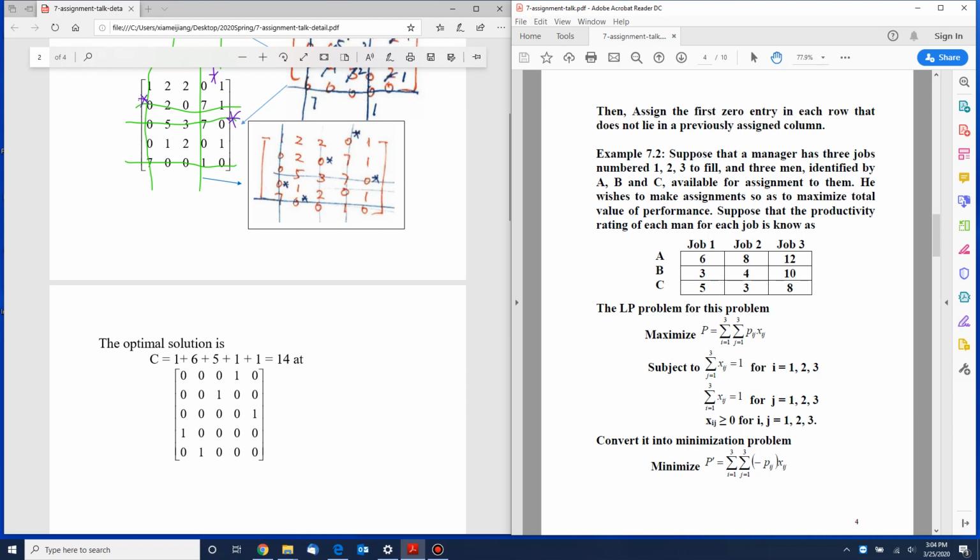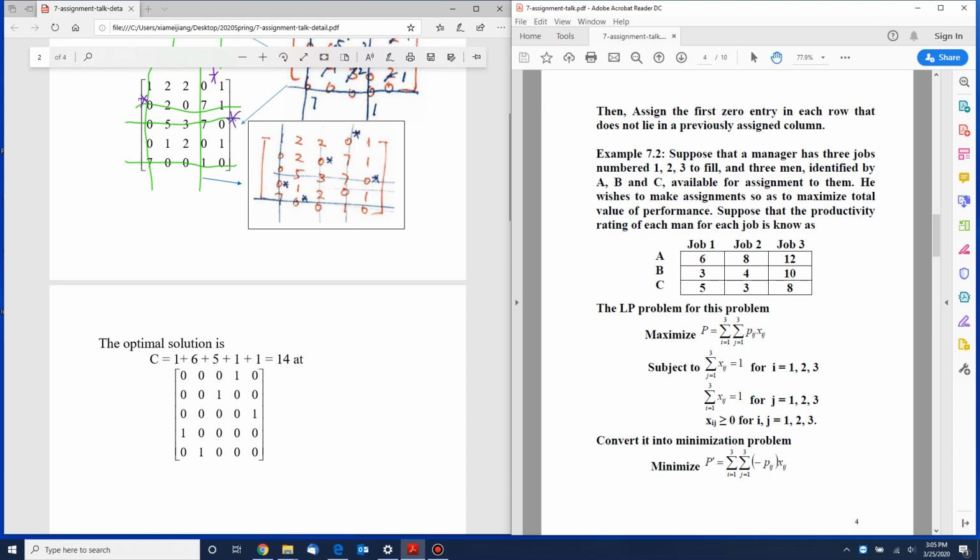For the performance, right? So here, in this case, we want to maximize the total value of the performance. And how may we deal with this kind of problem? It is not a minimization. So you understand, we want to do maximization. And as we work on LP problems, this means we have to multiply it by negative one, right? So here, let's see example 7.2.